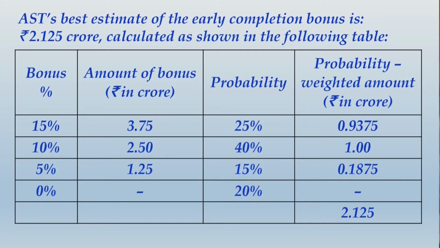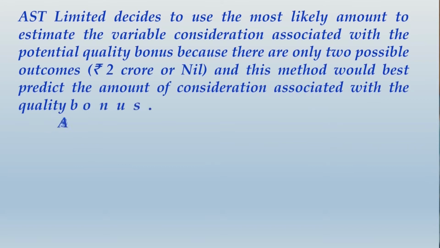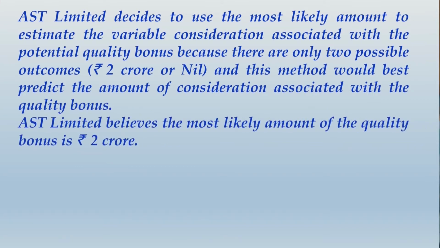Alright friends, you would have finished writing this whole thing. Let us move ahead and now talk about that quality bonus. AST Limited decides to use the most likely amount to estimate the variable consideration associated with the potential quality bonus because there are only two possible outcomes, either rupees 2 crore will be received or nothing will be received, and this method would best predict the amount of consideration associated with the quality bonus. AST Limited believes the most likely amount of the quality bonus is rupees 2 crores. So write up this whole thing and that will be the end of the solution.